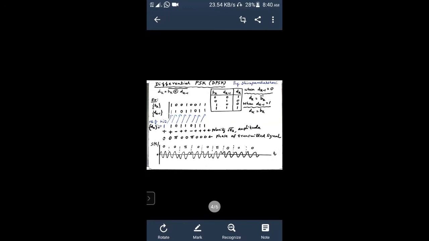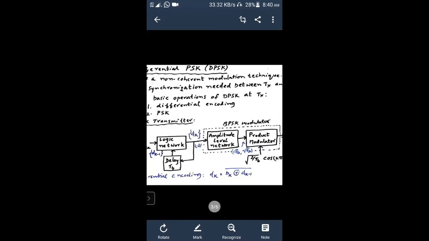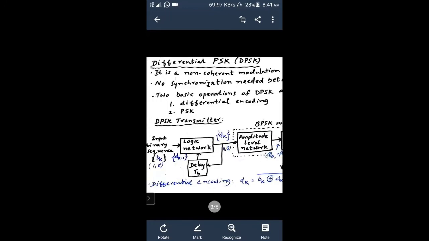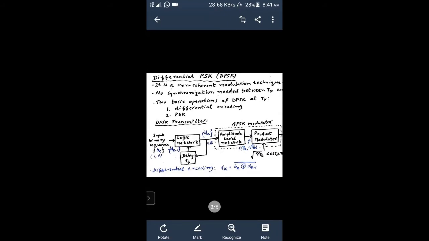Okay. If this logic circuit was not there, then the dependency between input and output would not have been there. So I'm intentionally creating the dependency. That means the present bit depends upon the previous output bit, so that it produces another output called dk.